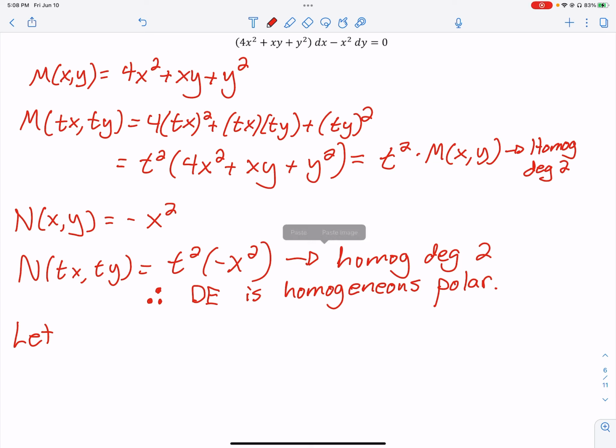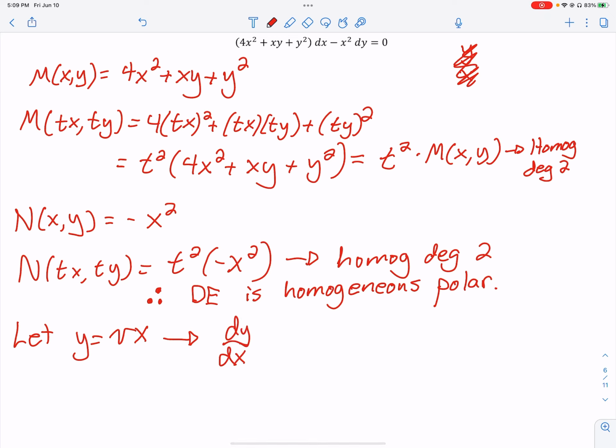Sometimes they'll tell you. Okay, so the method that was described above said let v equal y over x. This would be the case if we were going to prove homogeneous polar by showing that we can write everything as M of y over x. We're not doing that, so this would not be appropriate. I would do it this way: y equals vx. If you'd like to see an example of it done the other way, let me know. I can find a picture of one of the ones in the book and show you that. So I'm going to take my derivative with respect to x.